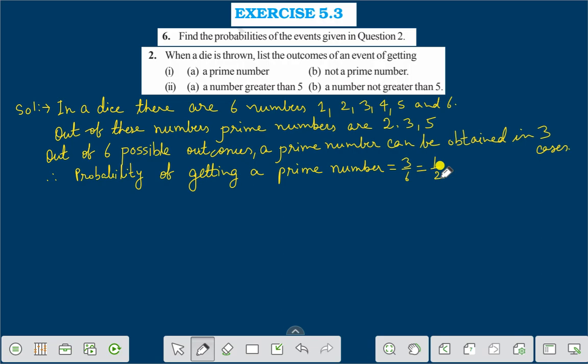That is question number 1a. Now 1b, not a prime number. Here you see that 1, 4 and 6 are not prime numbers.